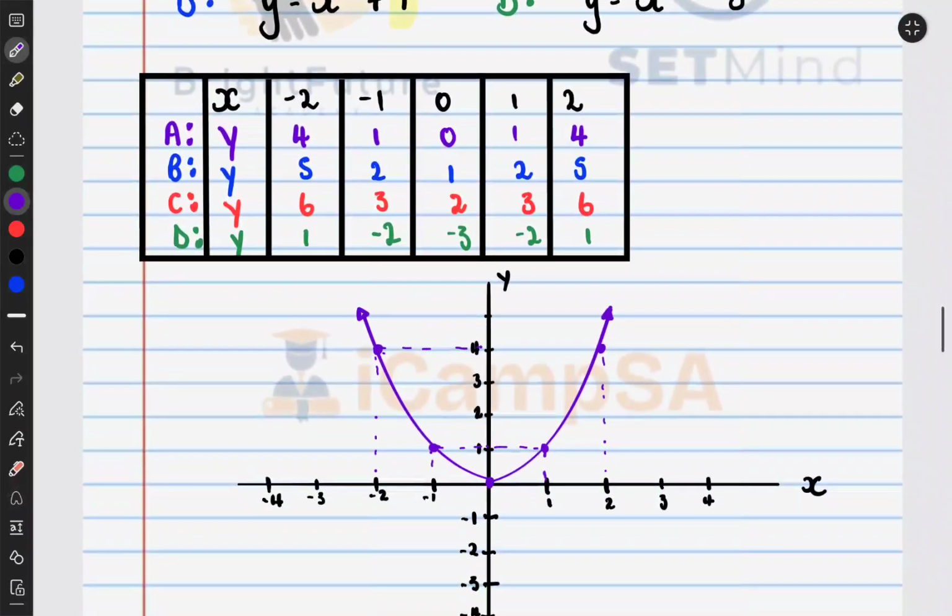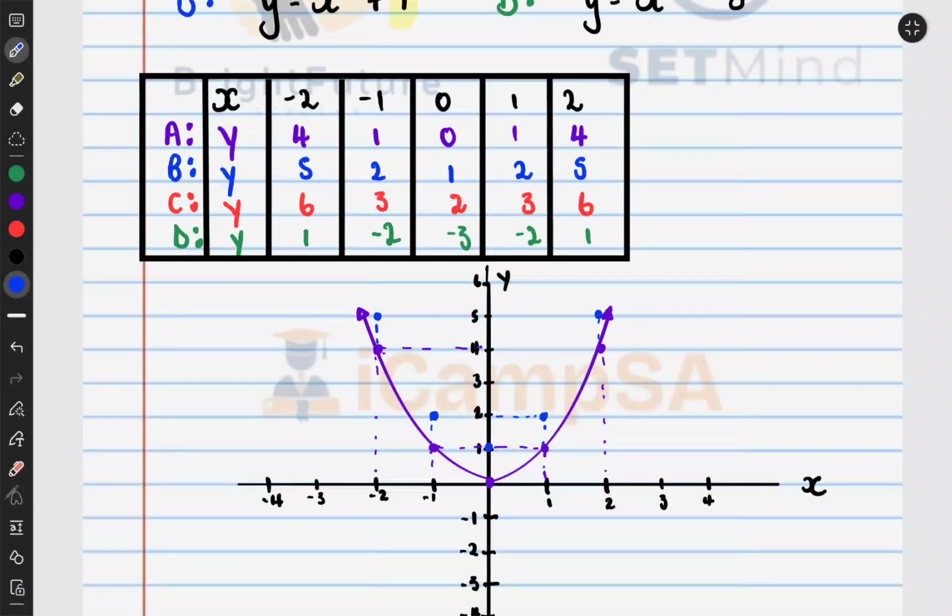Oh, forgot to do something here. This would be 5 and 6. Okay, so -2 goes with 5. So the first point would be there. And then -1 goes with 2. And 0 goes with 1. 1 goes with 2. It would be there. And then 2 goes with 5, somewhere here.